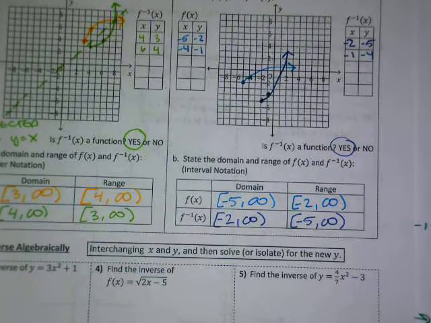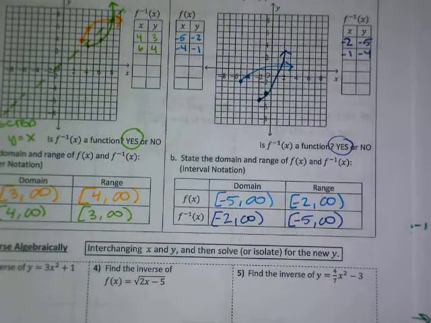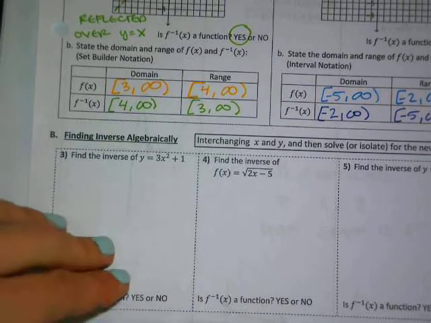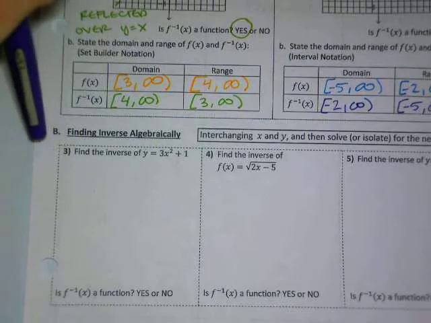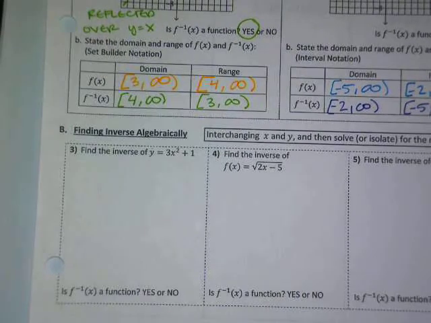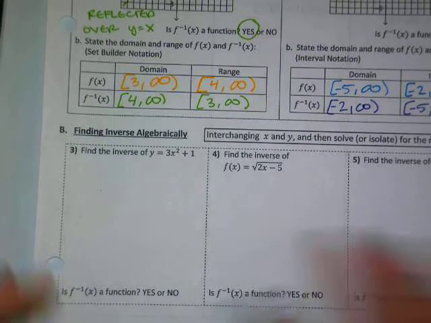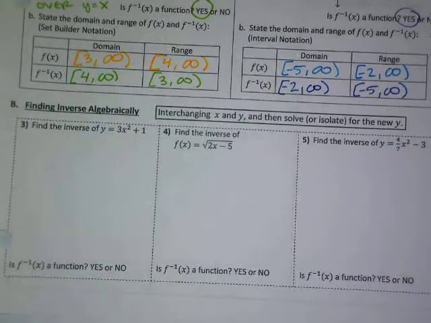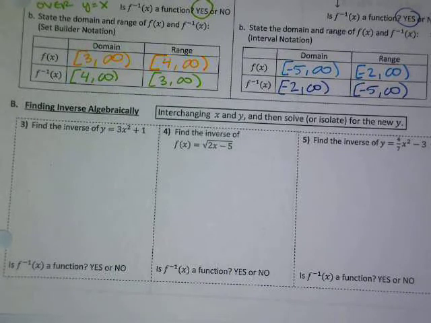All right, so are we good with graphing and switching with the table? All right, cool. We're moving on to the algebra way, so finding inverses algebraically. You're going to do this in 2 steps. First, you're going to interchange x and y, and then you are going to solve for y.